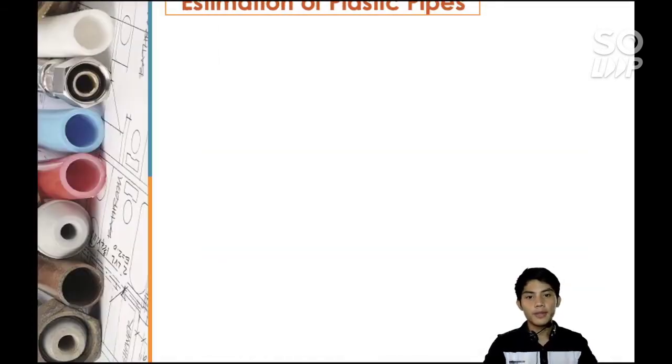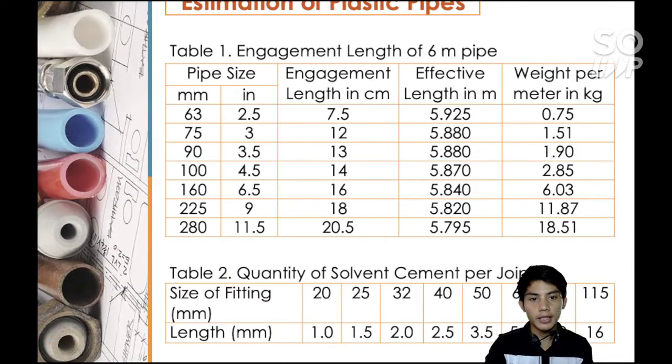Estimation of plastic pipes. As we can see in table 1, this is the engagement length of the 6 meter pipe. We have different pipe sizes, then these are the corresponding engagement length in centimeters, then their effective length, and the weight per meter in kilograms. We don't have a table for the 3 meter pipe because its effective length is 3 meter. For table 2, quantity of solvent cement per joint, we have the size of fitting and their length and their corresponding cement per joint.